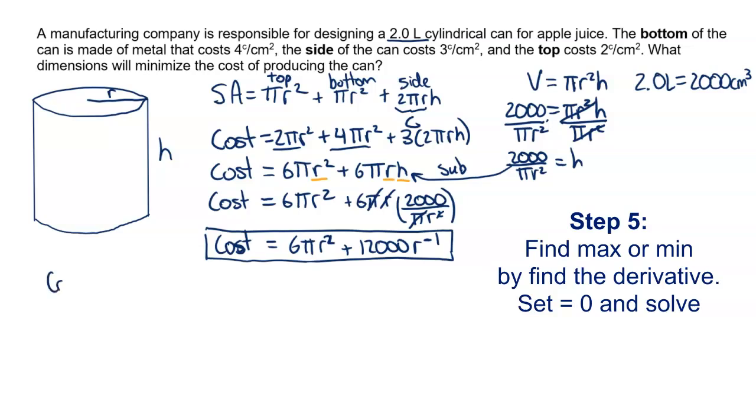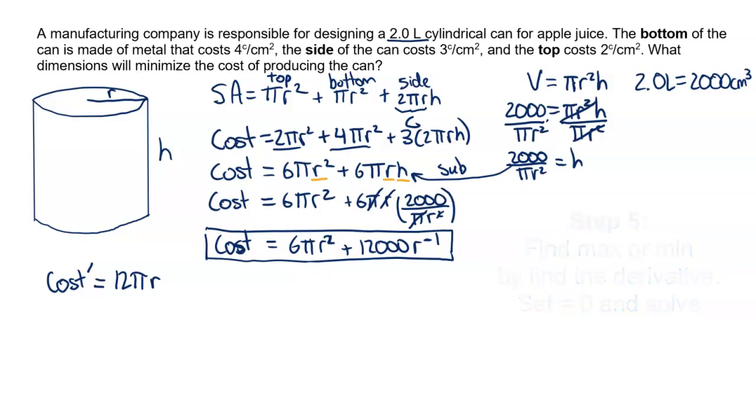So the derivative of the cost equation, we'll call it cost primed, is equal to 2 on the r squared is being multiplied by 6, so that's going to give me 12 pi r, and we write that to 1 degree less, which is just 1. I don't need to write the 1 there. And then that's going to be plus. Now the r to the negative 1, it means I'm going to multiply negative 1 times 12,000, then multiply that by r to the power of 1 less, which is negative 2. I can simplify that further by writing this out as cost primed equals 12 pi r minus 12,000 times r to the negative 2.